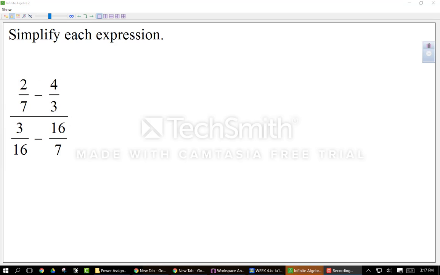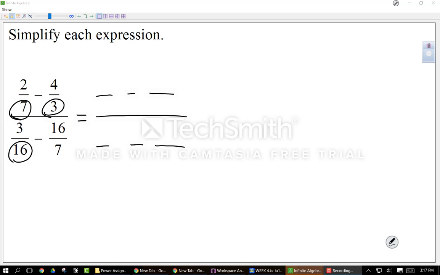Again, if we recall from previous videos and previous parts of this particular section, I want to find the common denominator. I want to find the number that all my denominators can go into. Okay. So my denominators are 7, 3, 16, and 7. What number can I get that all of these numbers will go into?